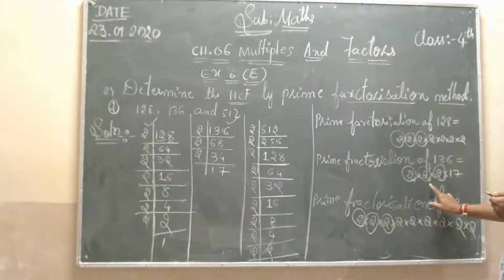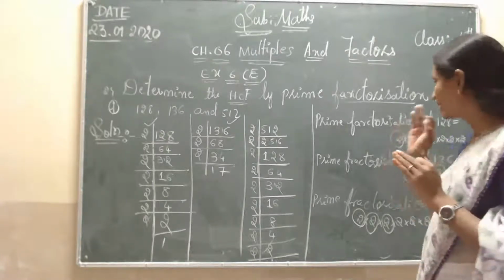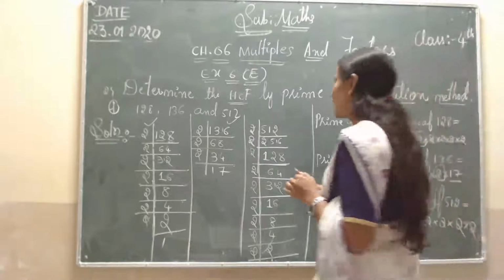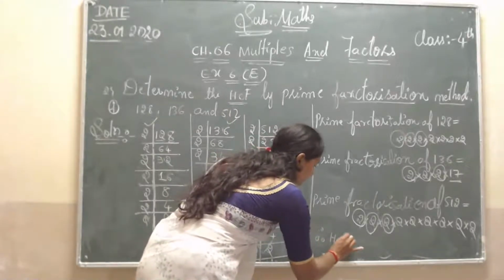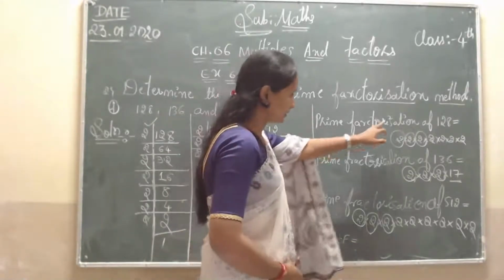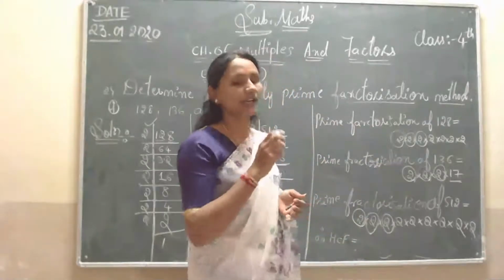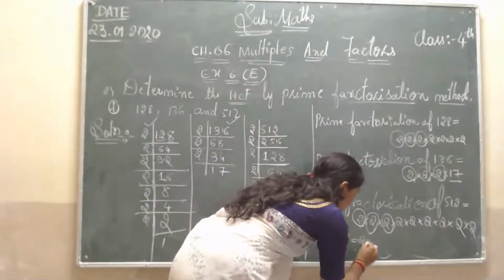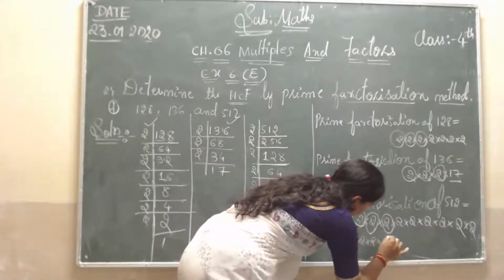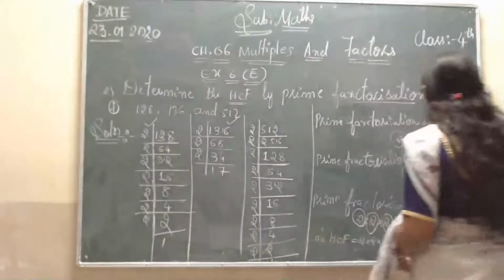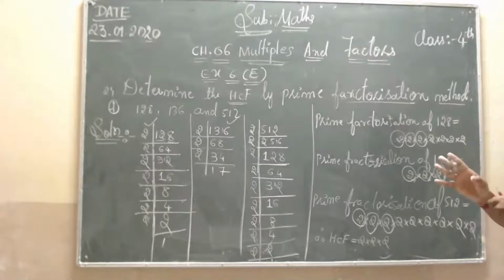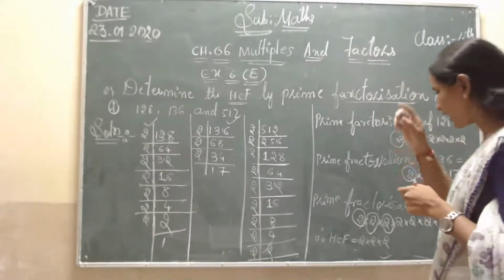But here, you can observe, in the factors of 136 what is left is 17. So 17 is not common to 128, 136 and 552. Now, writing the GCF: 2 is multiplied 3 times. So you have to write 2 into 2 into 2. So 2 is multiplied 3 times. So this is the common GCF of 128, 136 and 552.